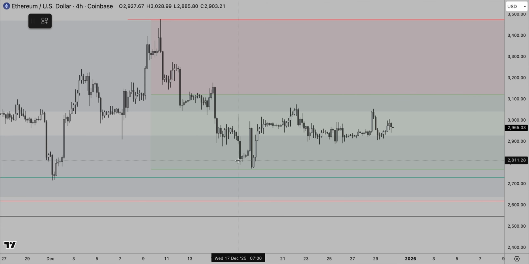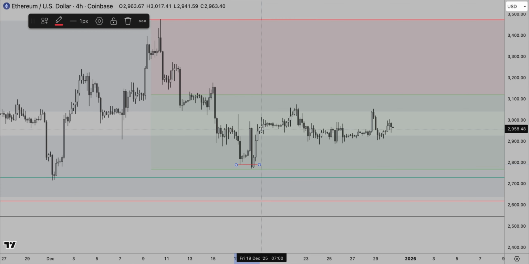What we can see is sweep of liquidity, a move up. Not the best break of market structure. Okay, this is not really a break of market structure in my eyes. So I wouldn't really consider this as a break of market structure. And we've been consolidating ever since. We've got liquidity resting all below down here, liquidity resting above down here.